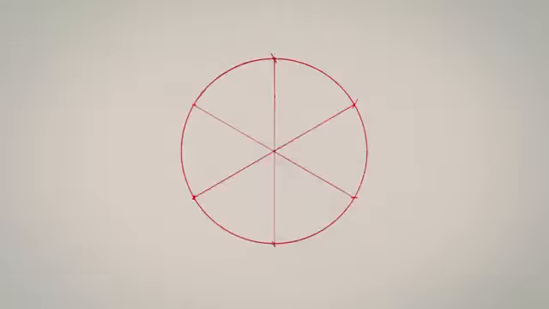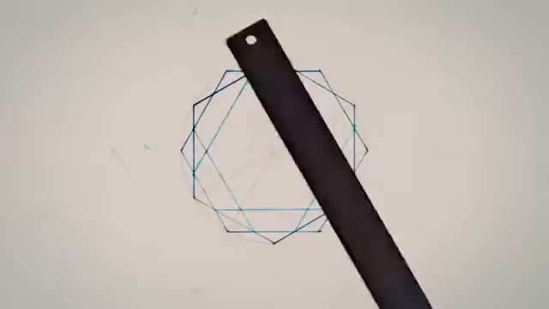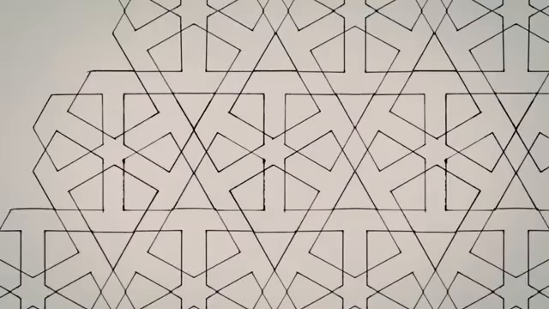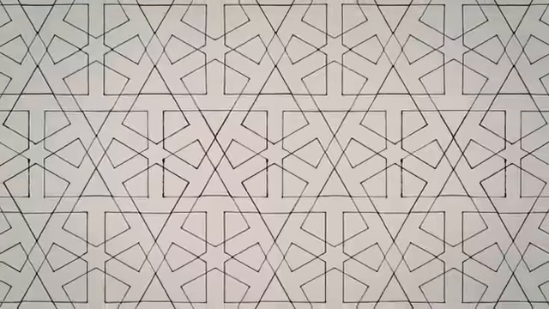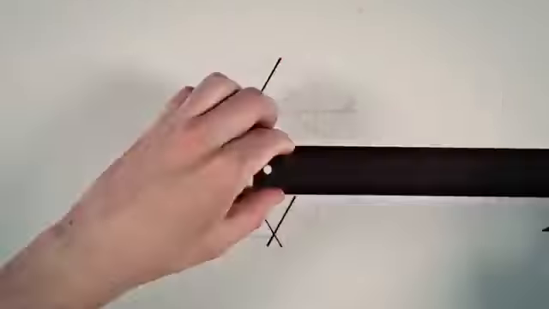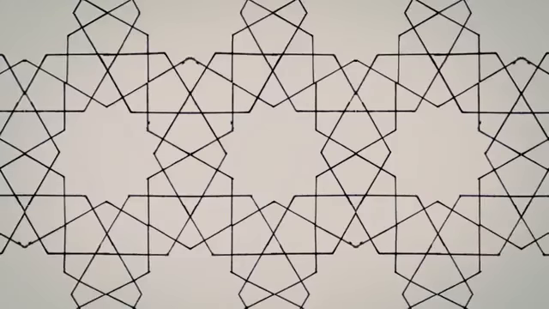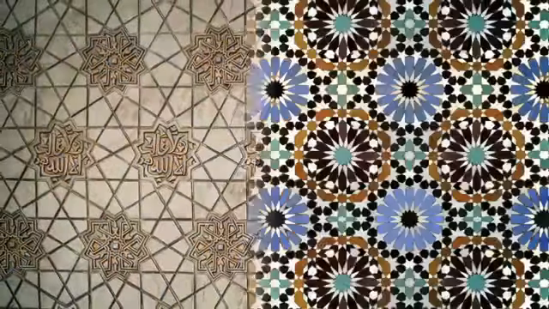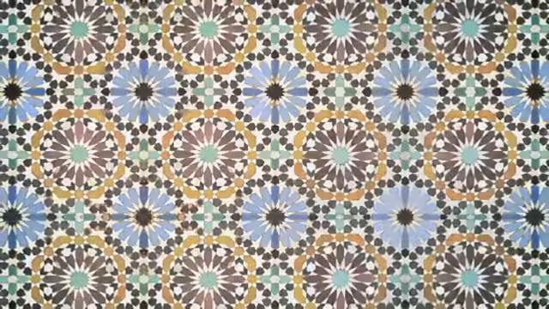We can follow the same steps to create 6-fold patterns. By drawing construction lines over a circle divided into 6 parts and then tessellating it, we can make something like this. Here's another 6-fold pattern that has appeared across the centuries and all over the Islamic world, including Marrakesh, Agra, Konya, and the Alhambra. 4-fold patterns fit in a square grid, and 6-fold patterns in a hexagonal grid.